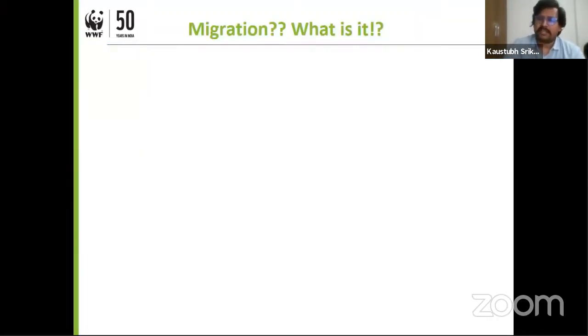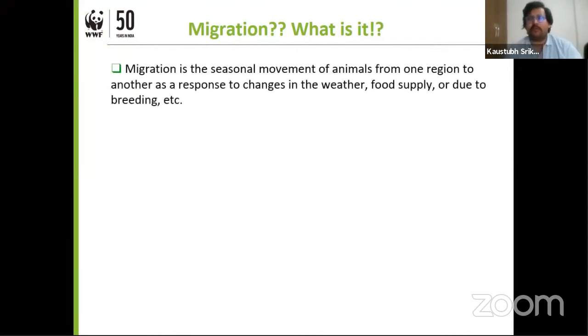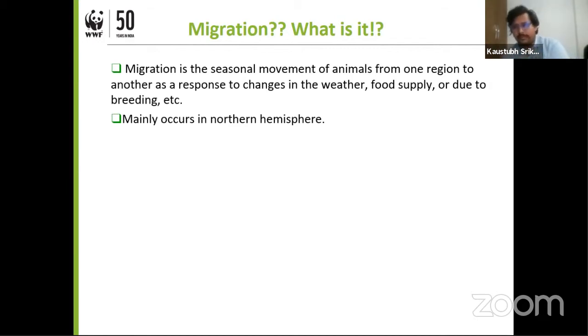So basically what migration is, it is nothing but a seasonal pattern or a seasonal movement of animals from one region to another, basically in response to changes in the weather, food supply, in their breeding patterns, or any particular competition around them. Now this mainly occurs in the northern hemisphere, right? And in simple terms to put forward, when the climate gets really harsh, when the temperature gets really harsh, it's basically when a bird will move from a colder area to a warmer area.